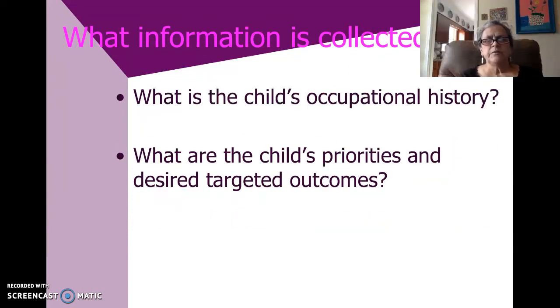So you want to know the child's occupational history, and the best way to get that is to ask the parents, tell me about the child's day, from the time they get up to the time they go to bed. And then you can follow that up with, can you tell me about things that the child did in the past, and can they still do them, or have they gotten better at them, or have they moved on from doing them? So you want to know the family and the child's priorities and the desired targeted outcomes.